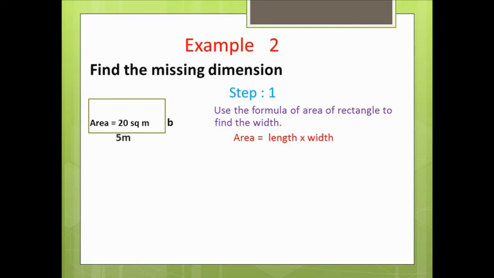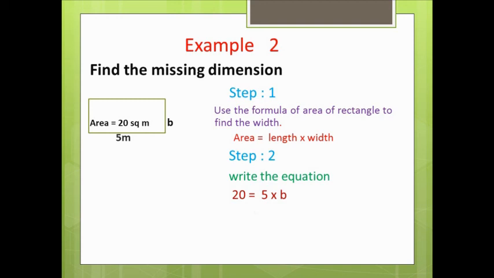For this one, step number 1. In step number 1, you must know how to get the area of a rectangle. Remember, we have already learned that area equals length times width. So, you go to step 2 to make the equation. Write the equation. How do we write the equation? Take the total area, that is the area given there, equals 5, the side you are given, times B, the side that you are not given, the unknown side.